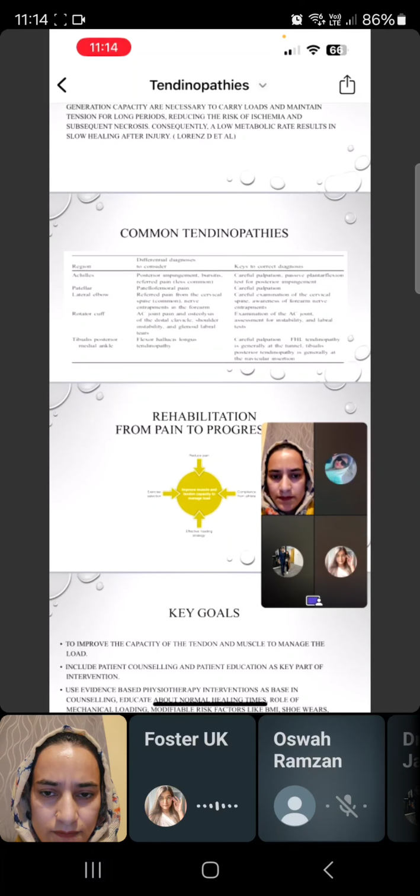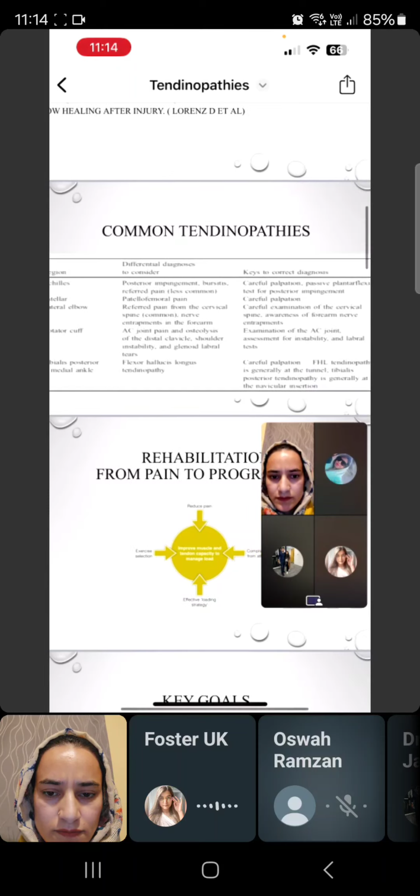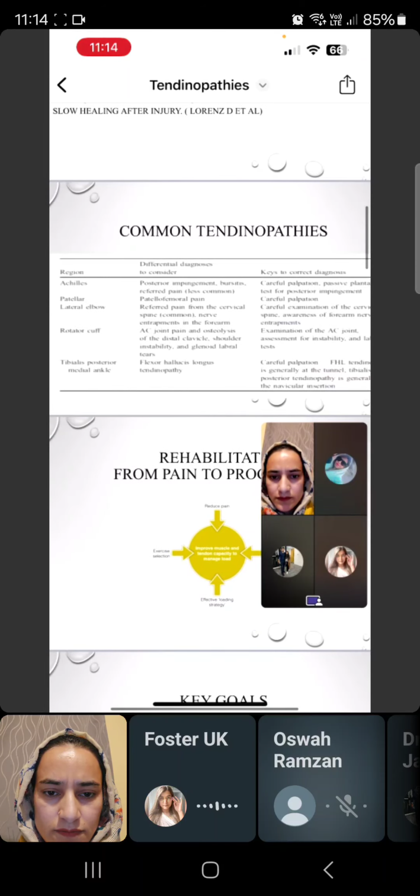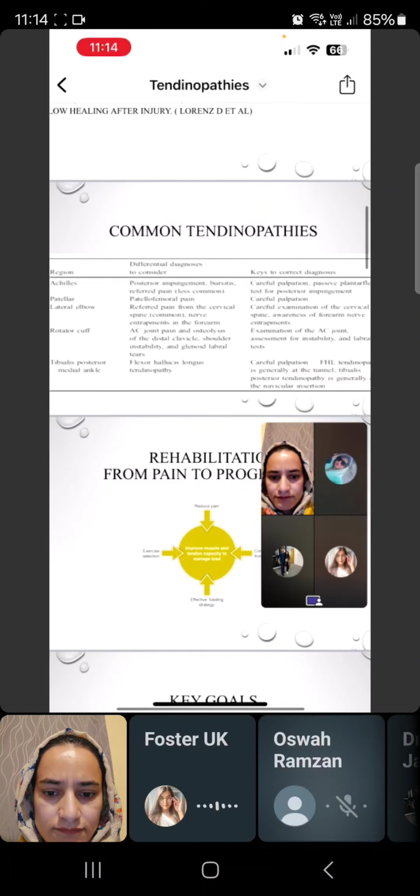Right. So the most common tendinopathies that you see: Achilles on top, I would say the most common tendinopathy so far. Then patellar tendinopathies, lateral elbow, golfer's elbow that you call medial epicondylitis, and tennis elbow, rotator cuff tendinopathies, tib post tendinopathy. I myself have got tib post tendinopathy as well. So these are your most common tendinopathies.